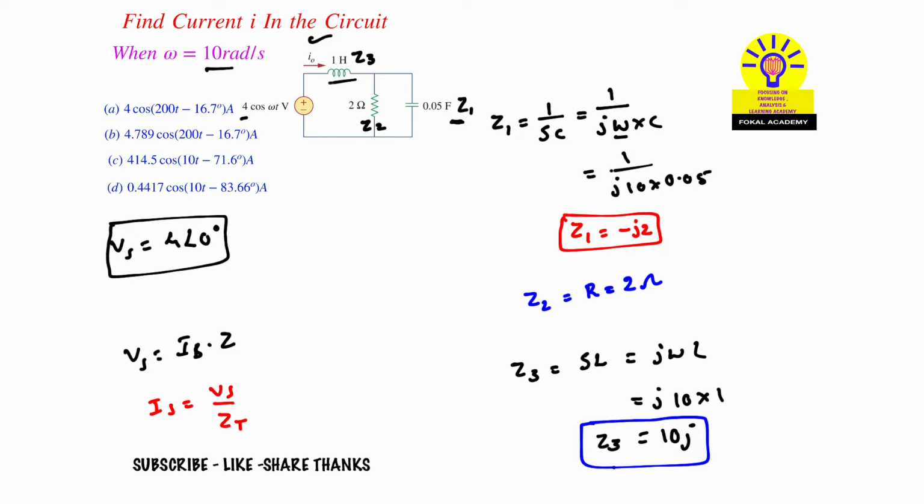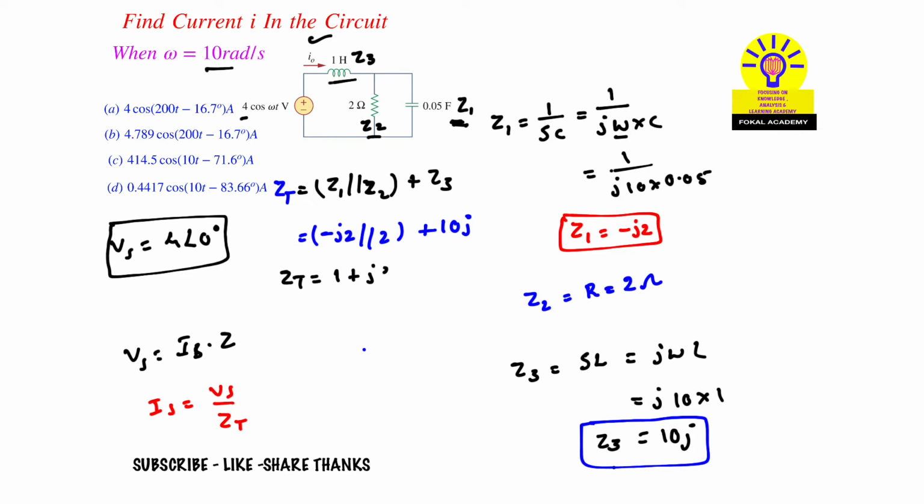Now from the circuit, Z1 is in parallel with Z2 and in series with Z3. It gives the total impedance. So Z1 is minus j2 in parallel with 2. This overall is in series with Z3, that is 10j. By using a calculator, we will get Zt equal to 1 plus j9.